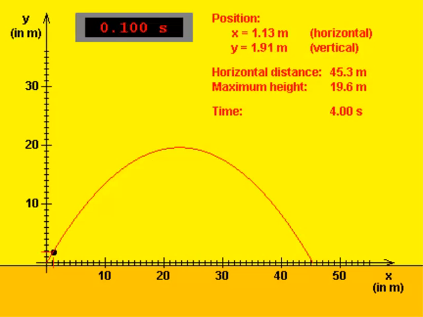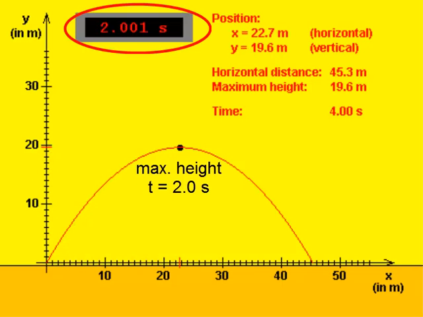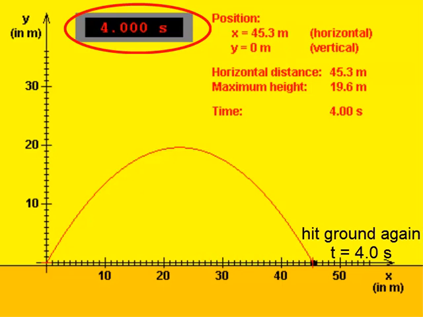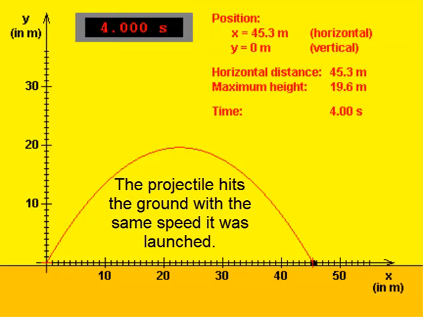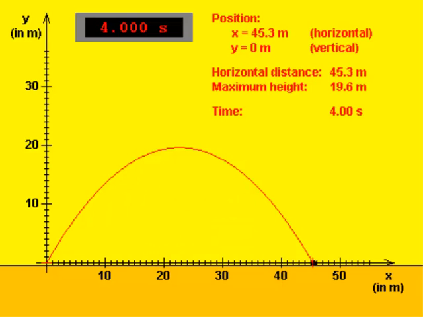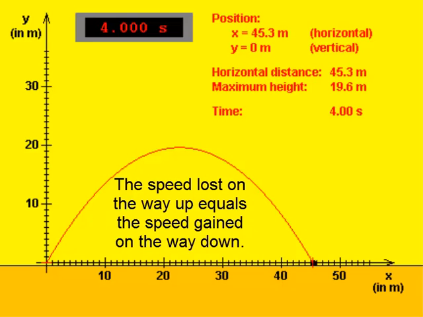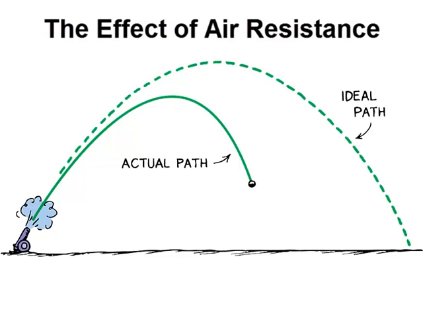Without air resistance, a projectile will reach maximum height in the same time it takes to fall from that height to the ground. The deceleration due to gravity going up is the same as the acceleration due to gravity coming down. The projectile hits the ground with the same speed it had when it was projected upward from the ground. Without air resistance, the speed lost while the cannonball is going up equals the speed gained when it's coming down. In the presence of air resistance, the path of a high-speed projectile falls below the idealized parabola and follows the solid curve.